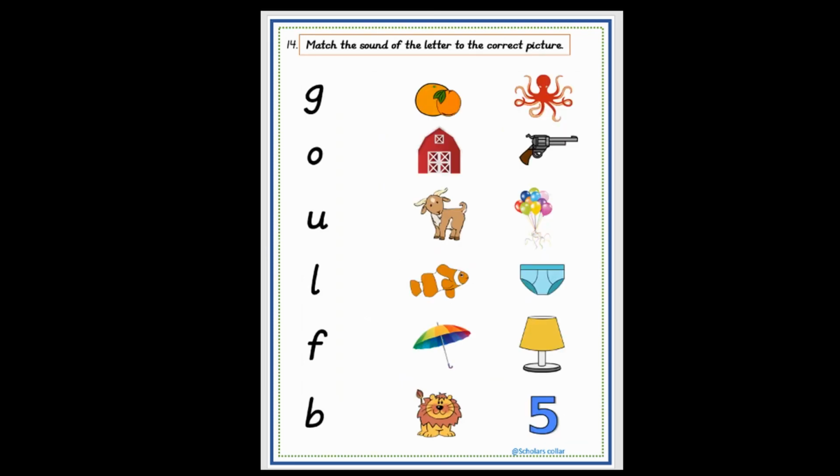Next, we have matching the sound of the letter to the correct picture. So you have to match one of the pictures in this row and then one of the pictures in this row. So G, for example, is goat, and in the other row, G is gun. Let's do another one. O is orange, and in the other one, O is for octopus.